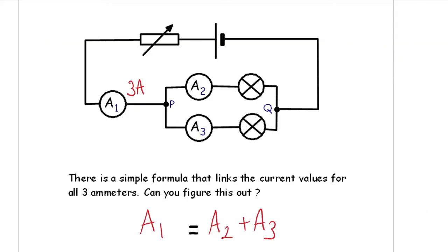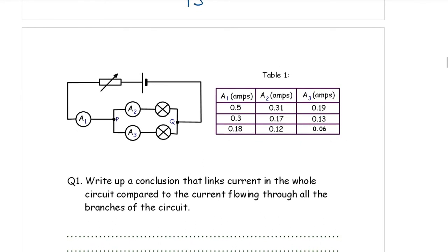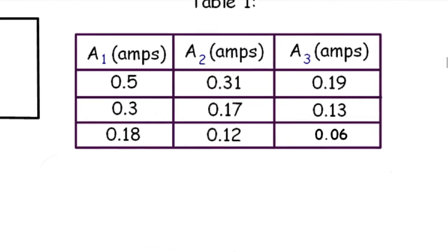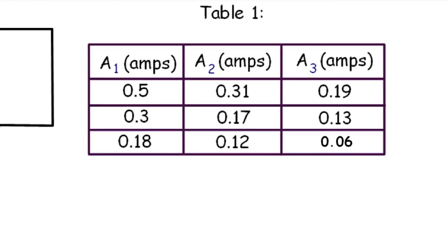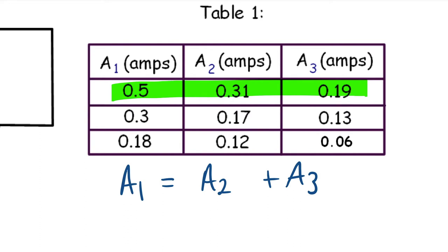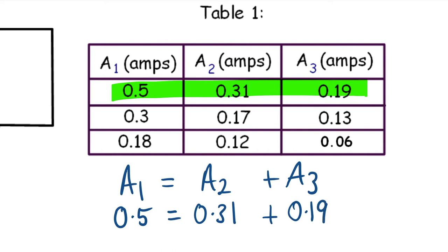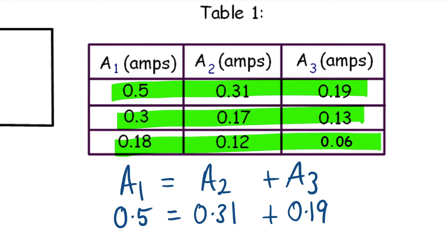Let's go back to the booklet and apply those rules here. Write the conclusion that links the current in the whole circuit compared to the current flowing through all the branches of the circuit. What we can see here is that, again, A1 equals A2 plus A3. Let's take this top line here as an example. A1 is 0.5, equals A2 is 0.31 and A3 is 0.19. You can see that's true. And you could do the same for here and indeed for that third and final row.